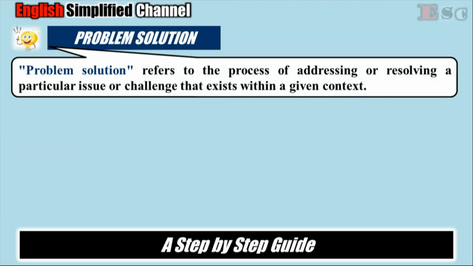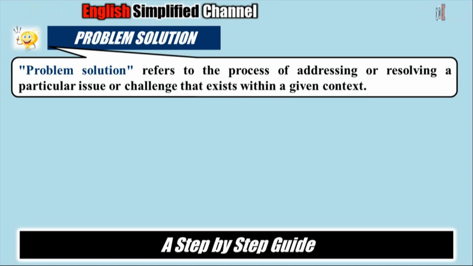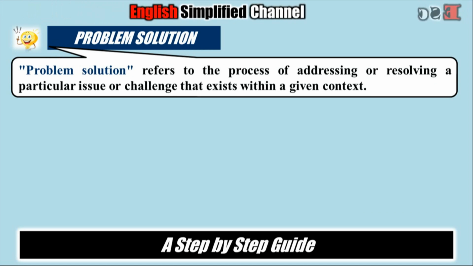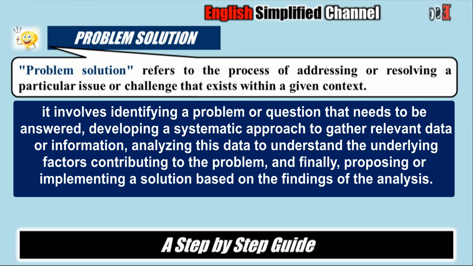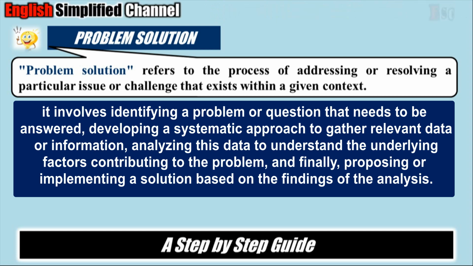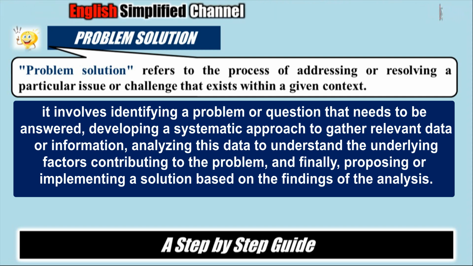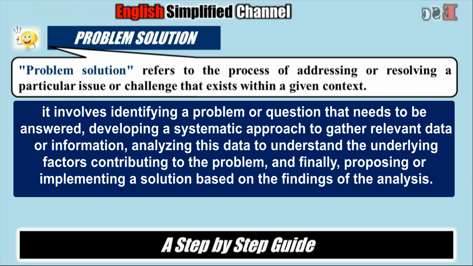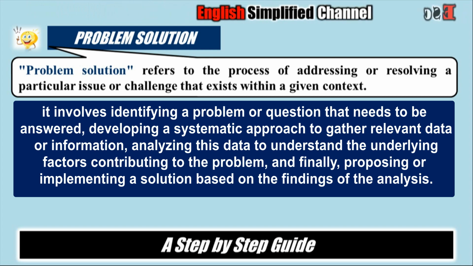1. Problem solution refers to the process of addressing or resolving a particular issue or challenge that exists within a given context. In the context of research, it involves identifying a problem or question that needs to be answered, developing a systematic approach to gather relevant data or information, analyzing this data to understand the underlying factors contributing to the problem, and finally, proposing or implementing a solution based on the findings of the analysis.